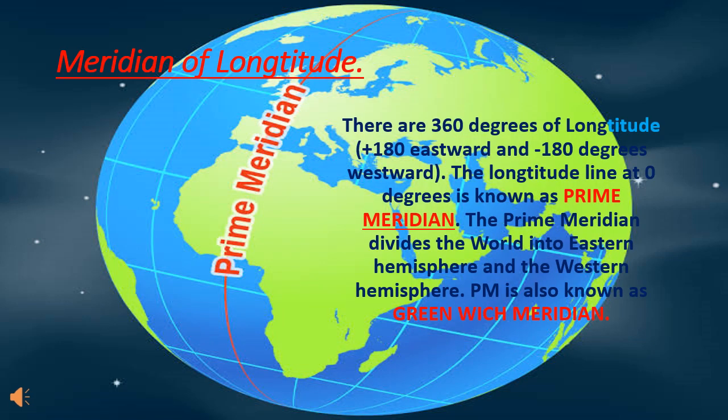Meridian of longitude. There are 360 degrees of longitude, plus 180 eastward and minus 180 degrees westward. The longitude line at 0 degrees is known as prime meridian. The prime meridian divides the world into Eastern Hemisphere and Western Hemisphere. Prime meridian is also known as Greenwich meridian.